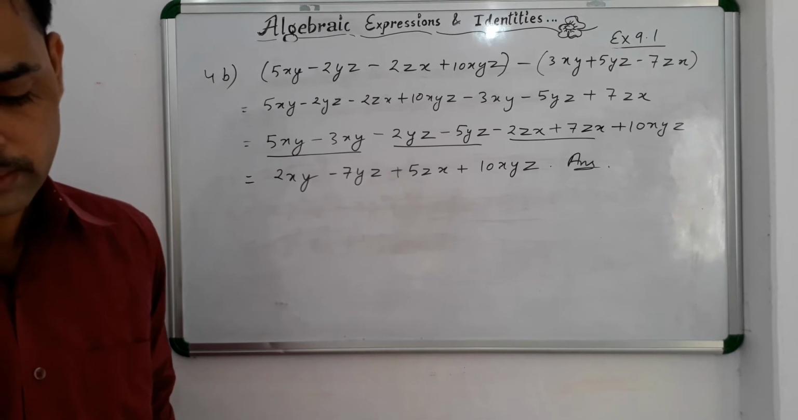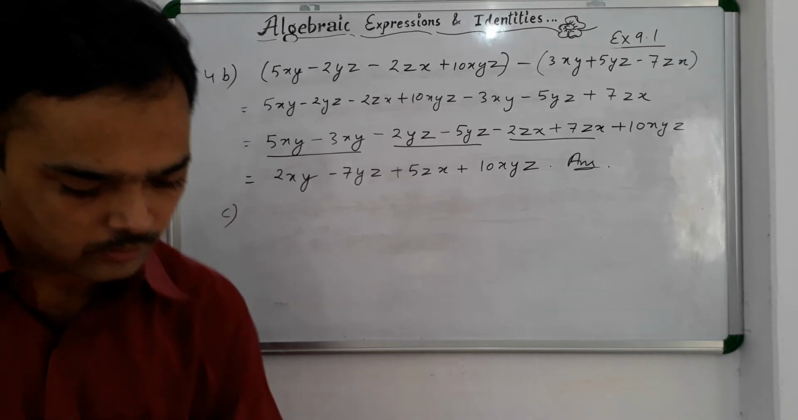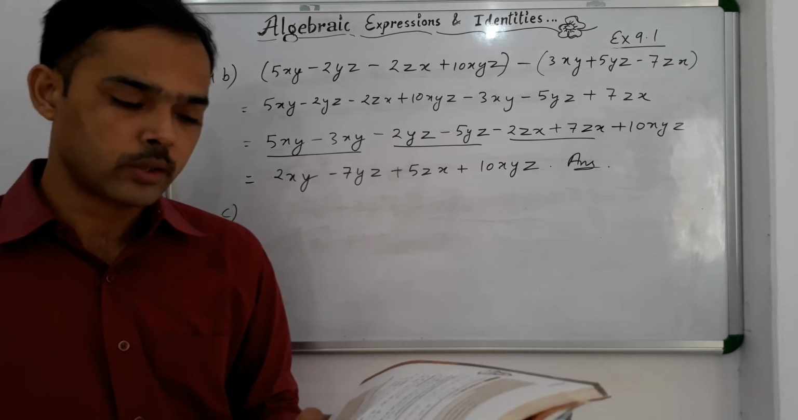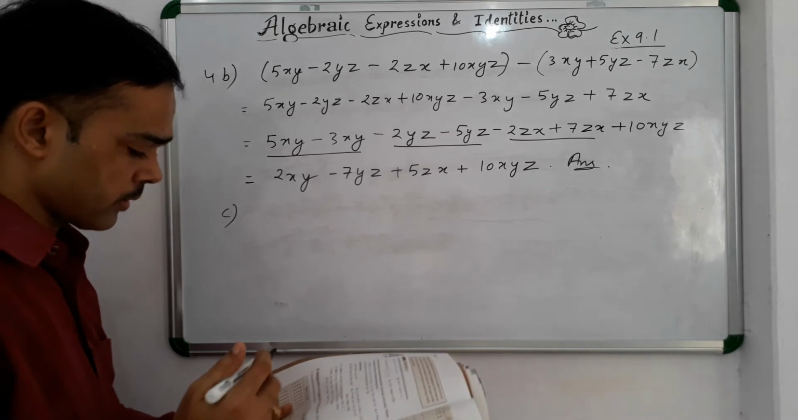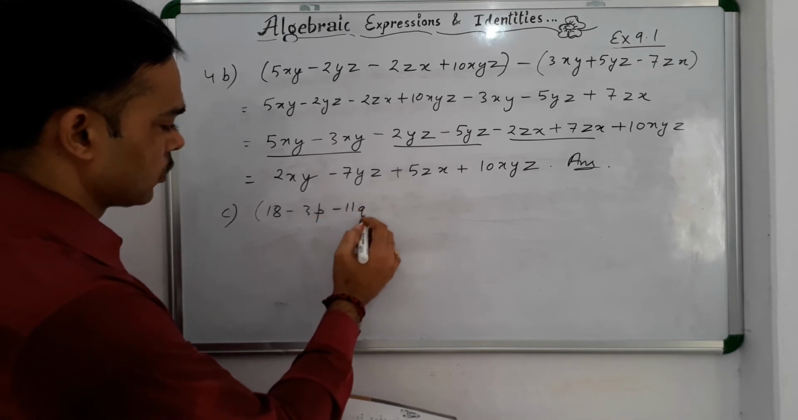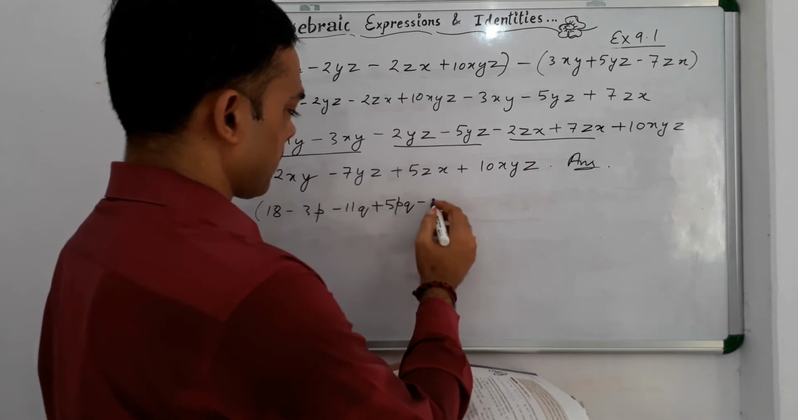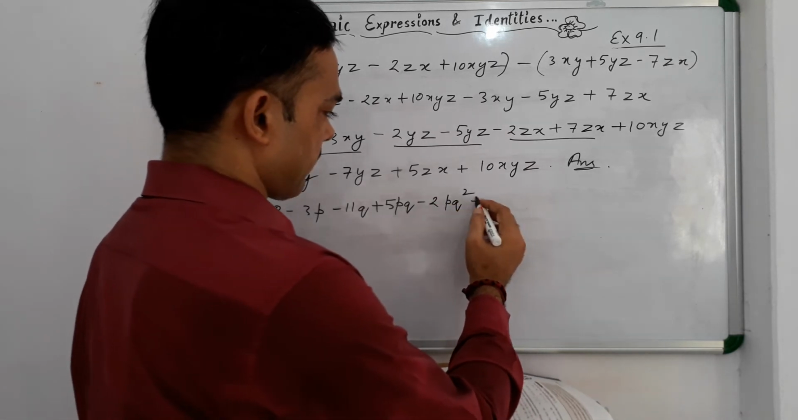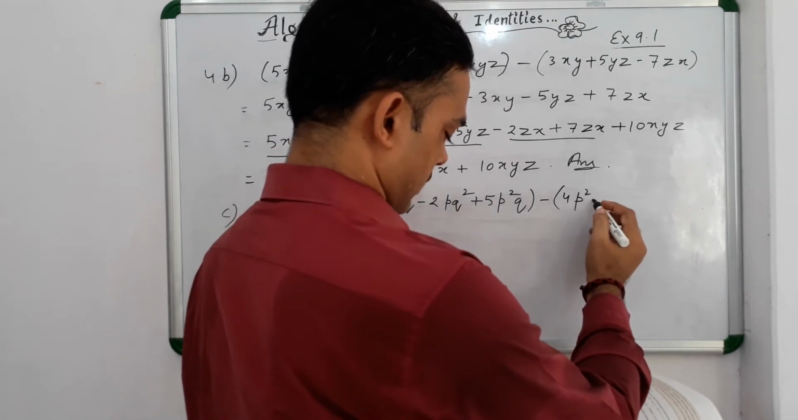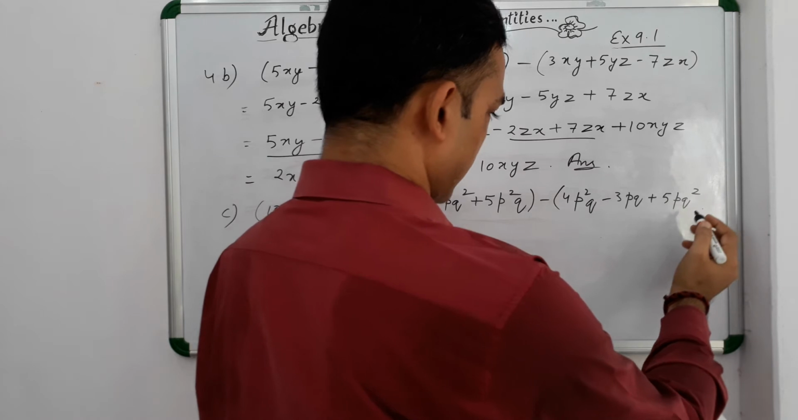Now, the C part is: subtract 4p square q minus 3pq plus 5pq square minus 8p plus 7q minus 10 from, so that the last has to be written first, and in last we have 18 minus 3p minus 11q plus 5pq minus 2pq square plus 5p square q, and from it we have to subtract 4p square q minus 3pq plus 5pq square minus 8p.